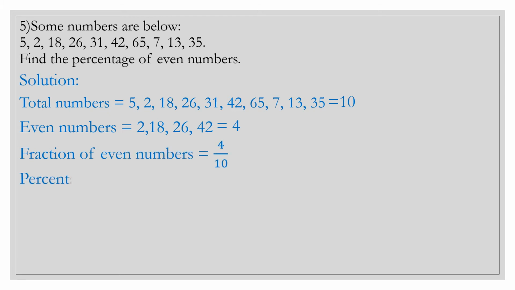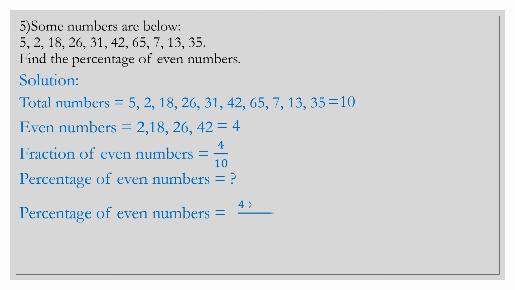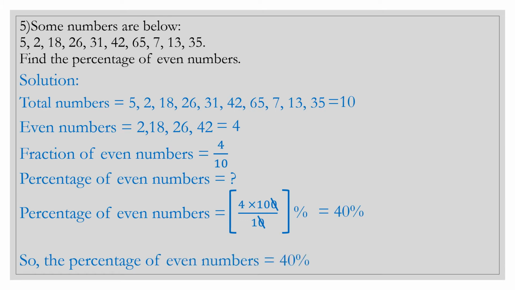And the percentage of even numbers, we have to find out. And we know that if we convert a fraction into a percentage, multiply by 100 and put the percentage symbol. So the percentage of even numbers is equal to 4 upon 10 multiplied by 100 in bracket, and put the percentage symbol. Now simplify. Cut 0 by 0. Now we have 4 multiplied by 10. Do the multiplication. We get 40%. So the percentage of even numbers is equal to 40%.